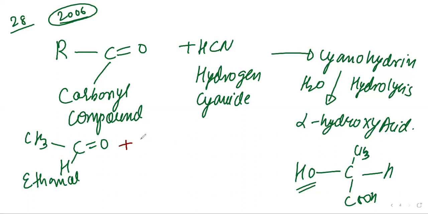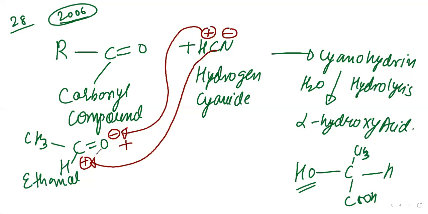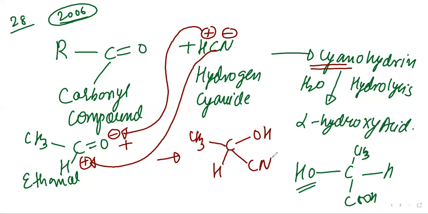When it is reacting with hydrogen cyanide, what happens? This is your H plus and this becomes CN minus. And as we know, oxygen forms minus and carbon forms plus. So this H plus goes with this O minus and this CN will attach with the carbon. So this will be the formation of cyanohydrin.